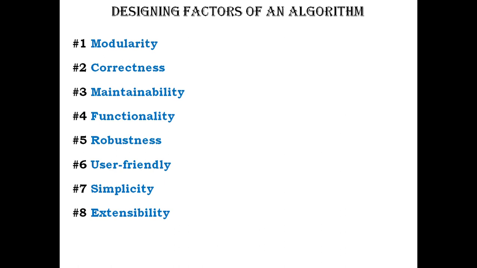Next topic is designing factors of an algorithm. First one, modularity. Second one, correctness. Third one, maintainability. Fourth one, functionality. Fifth one, robustness. Sixth one, user friendly. Seventh one, simplicity. Eighth one, extensibility.